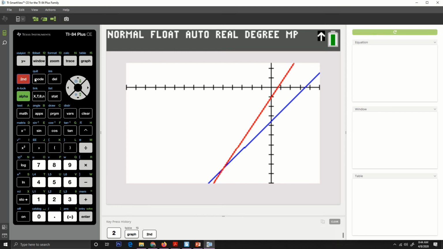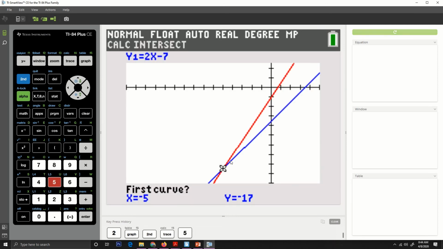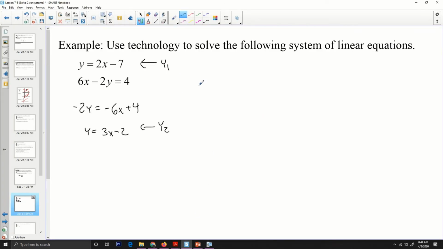So we're going to go second, we're going to hit the trace button, and number 5 is the intersect feature. And right there, it looks like I've got my intersection right off the bat. So we're going to hit enter, hit enter again, and hit enter the magic third time. And so our intersection is negative 5, negative 17. That is the solution, negative 5, negative 17. That is the solution to that system of linear equations.